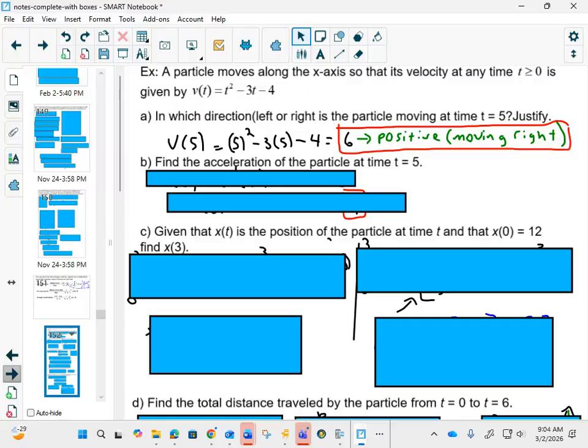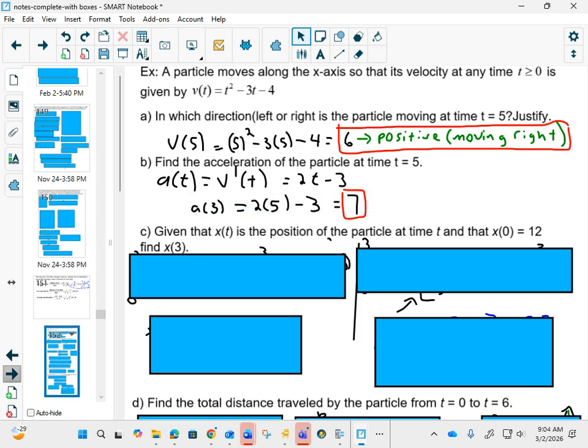If we wanted to find the acceleration at t equals 5, we'd have to use our derivative, plug in 5, and okay. The question was bothering me because I had no units, but there are no units in this question.